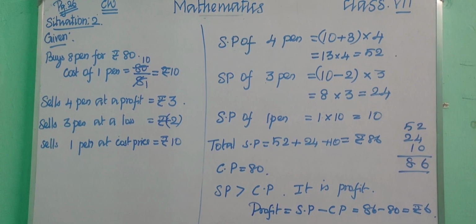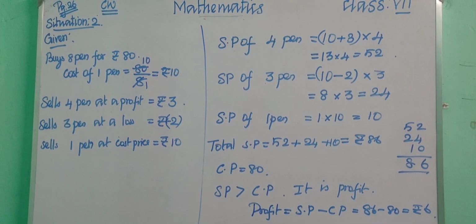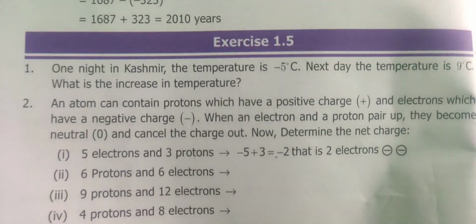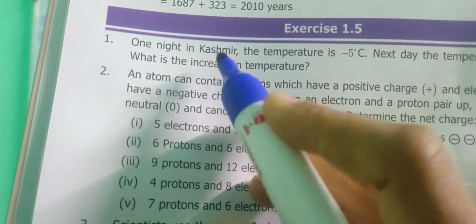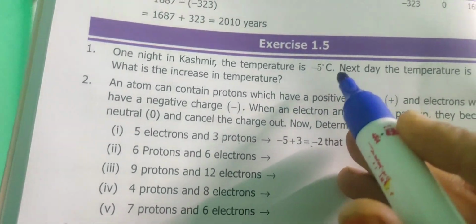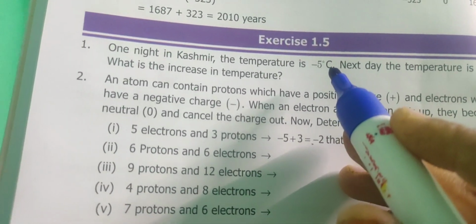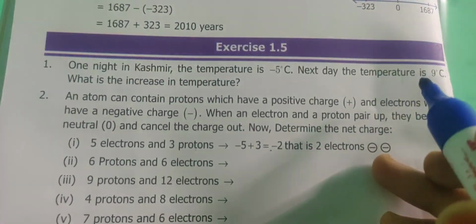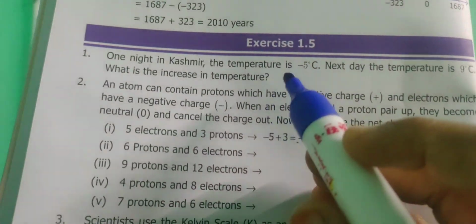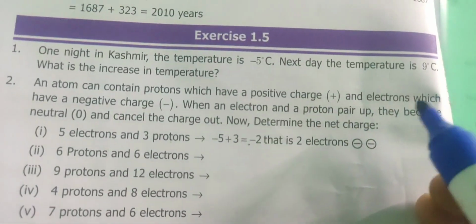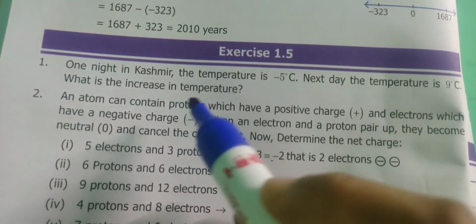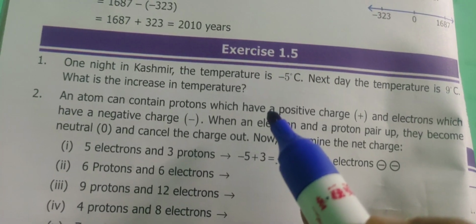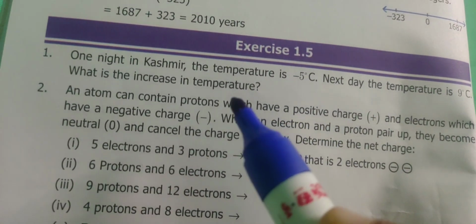Children, can you all understand? That's all about today's class. Let me give you homework from exercise 1.5. See the question of exercise 1.5. First one. One night in Kashmir, the temperature is minus 5 degrees Celsius. Next day the temperature is 9 degrees Celsius, plus 9 degrees Celsius. We need to find the increase in temperature, that is the difference. We need to find how much the temperature has increased.